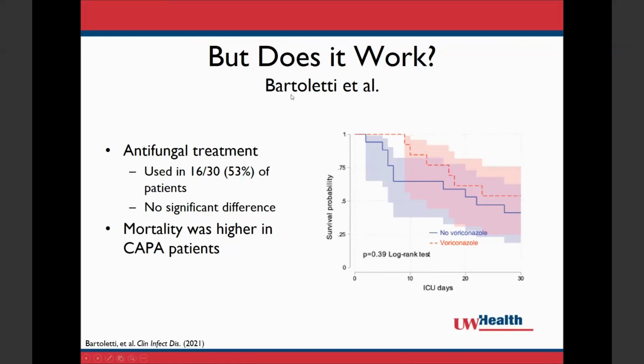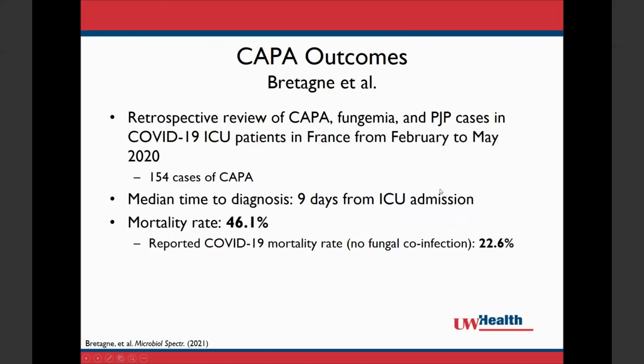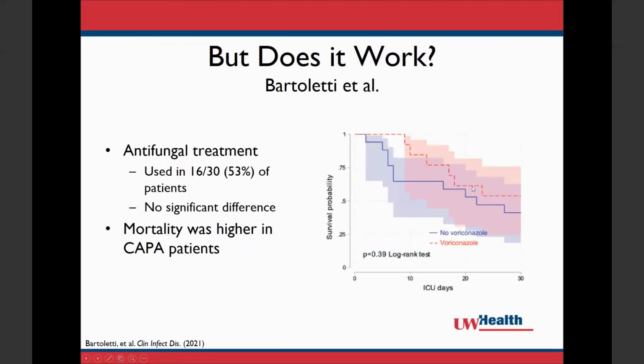So you can see here on the right, this is the Kaplan-Meier curve for survival. Voriconazole is the red line on top that, at first glance, may make you think it could be superior, but really there was no statistically significant difference between the groups. Mortality was higher in CAPA patients overall as compared to those without CAPA, but in regards to those who got antifungal treatment, it really didn't make a difference.